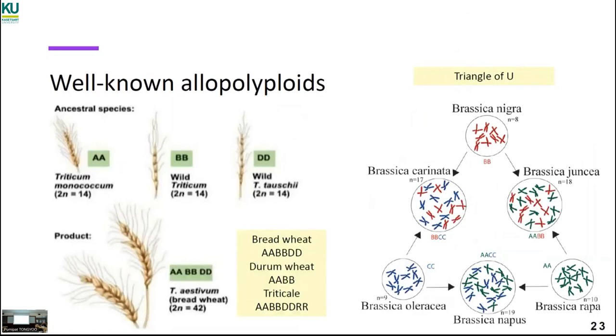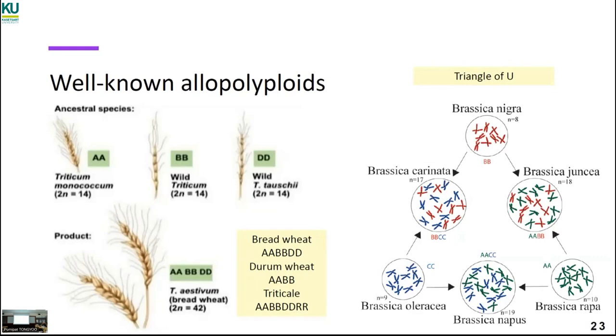The first, hopefully we all know about. It is bread wheat. It is an AABBDD genome. And related to that is the tetraploid durum wheat, or macaroni wheat, which is an allotetraploid. And also, in the eastern part of Europe, a lot of farmers use triticale, which is an AABBDDRR. So it has brought together the R genome and the wheat genome.